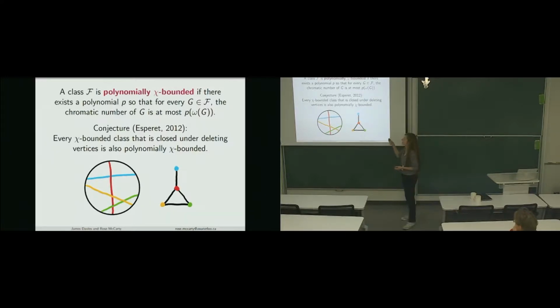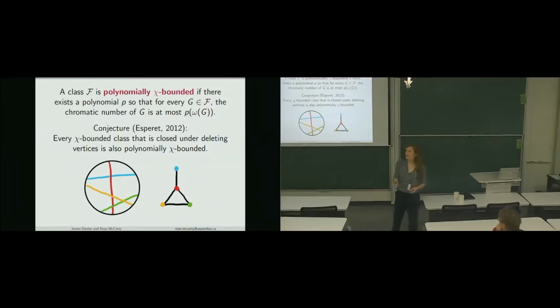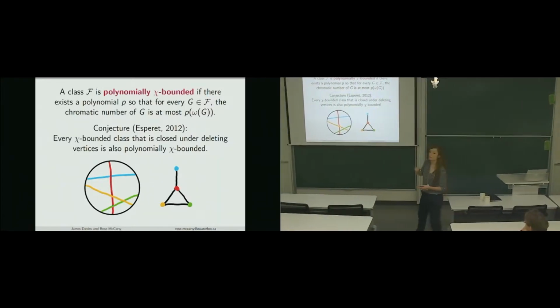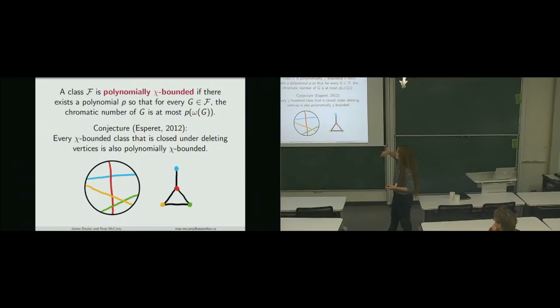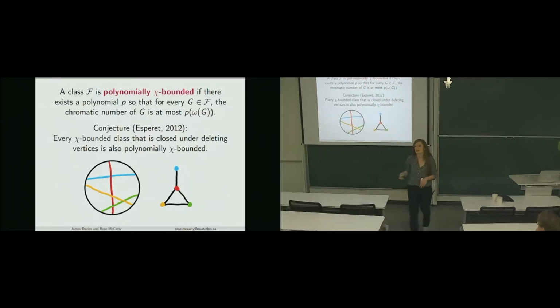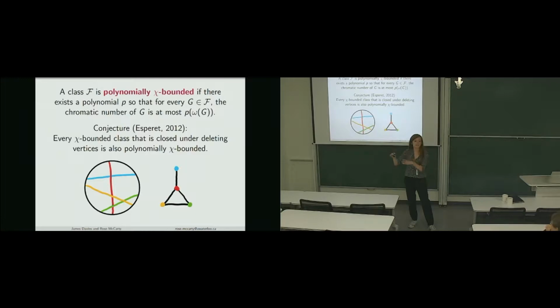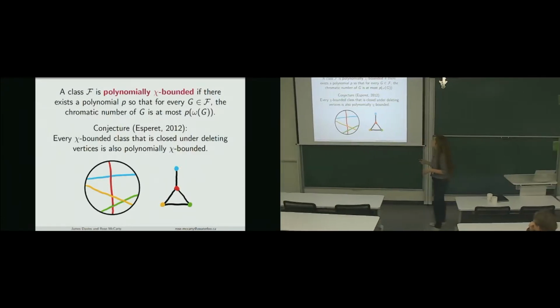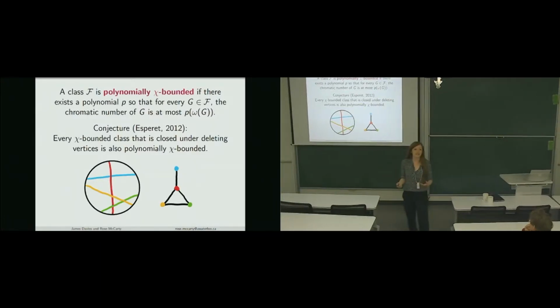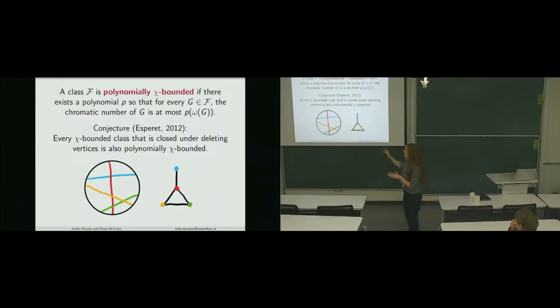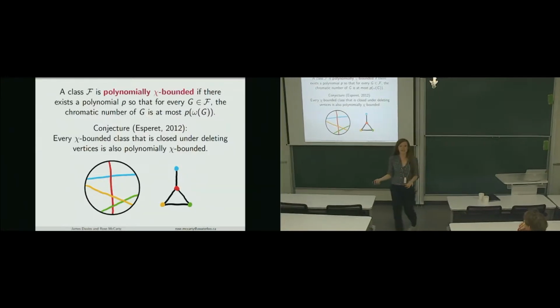We would like to see how good we can get the function to be. Towards that end, we say that a class is polynomially chi-bounded if you can take the function to be a polynomial. That is, if the chromatic number of any graph in the class is always at most a polynomial of the clique number. And then there's this crazy conjecture due to Esperet, which has been asked to try and get people to disprove it. I don't know how many people think this conjecture is true, but it's really important because we can't find any counterexample to it.